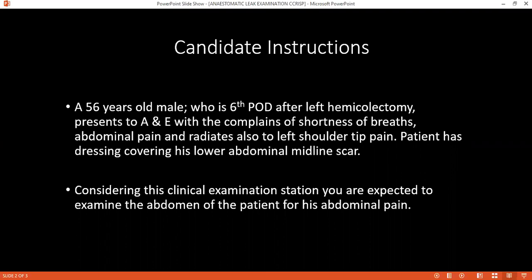order some investigations like arterial blood gas, urea and electrolytes, chest X-ray, CTPA, abdominal ultrasound, or CT scan with gastrografin enema. And if needed, then I will plan for surgery. He may need a laparotomy and Hartmann procedure with good peritoneal toileting and adequate drainage.